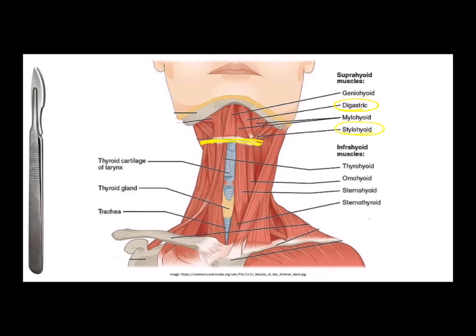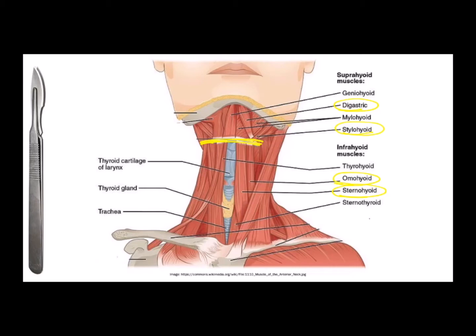And then the infrahyoid muscles are going to be inferior to the hyoid, and again, there's 4 of them, but the only ones that we're going to be concerned about for our purposes today are the omohyoid and the sternohyoid here. So in general, the suprahyoid muscles are above the hyoid, and so they're going to function in pulling that hyoid up, or elevating it, whereas the infrahyoid muscles, in general, this is kind of simplifying it, are going to depress that hyoid.